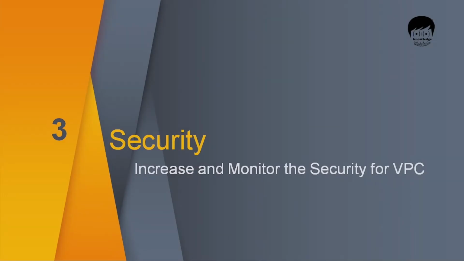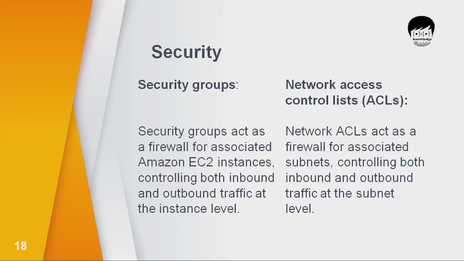The third point is security. You have to increase security for your VPC so that no one can connect unwantedly to your VPC or to your instances. So in security, we will first discuss security groups. Security groups act as a firewall for your associated Amazon EC2 instances, controlling both inbound and outbound traffic at the instance level. You have to specify which types of traffic you want to let in or let out.